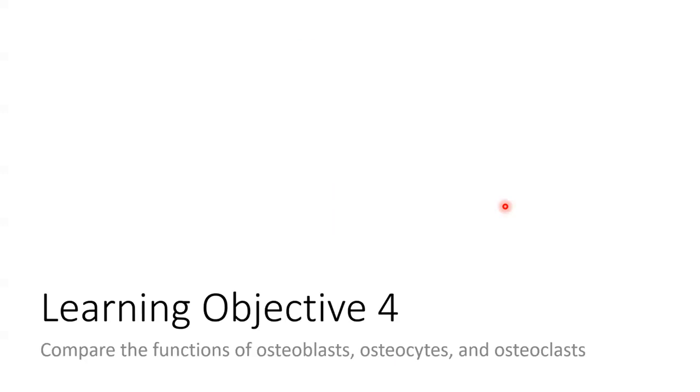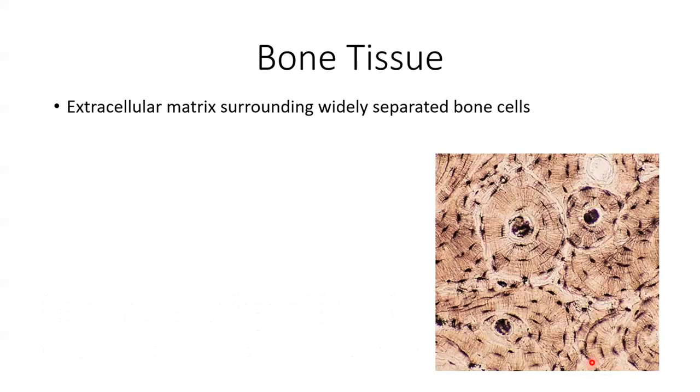Alright, so we've looked at the gross or the large anatomy of a bone. Now we're going to take a bit of a look at the microscopic anatomy and what cells actually make up bone. So I want you to be able to compare the functions of osteoblasts, osteocytes, and osteoclasts. So bone is a tissue in which the extracellular matrix has been hardened to accommodate its supportive function, so to make it able to hold up the body.